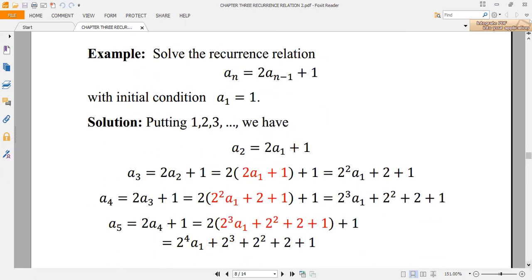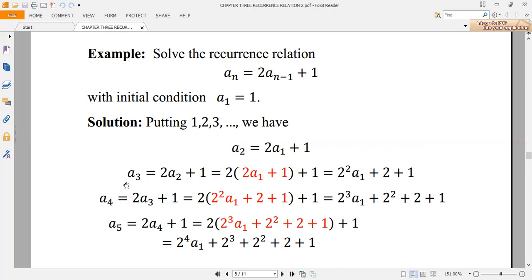Solve the recurrence relation an equals 2 times an minus 1, plus 1, with an initial condition a1 equals 1. By using the iteration method, putting n equal to 1, 2, 3 in such a way, a2 is equal to 2a1 plus 1. So a3 will be 2a2 plus 1, but a2 is 2a1 plus 1. Substituting it, you will get 2 squared a1 plus 2 plus 1.